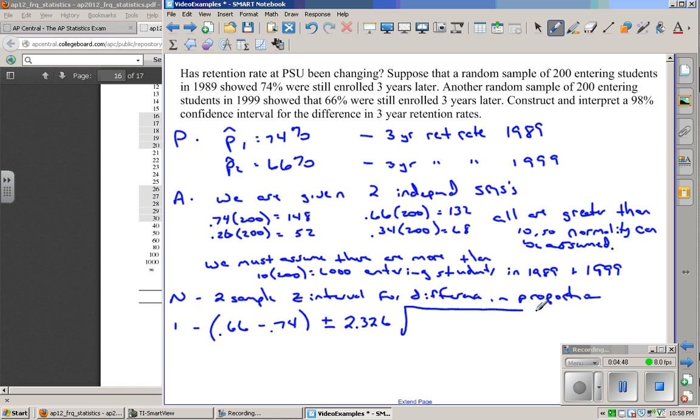So 2.326 times a big long square root. It's going to be, since I let 1999 go first, 0.66 times 0.34 over 200, plus, then we can do the other side, 0.74 times 0.26 over 200.